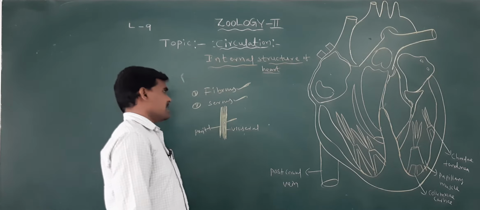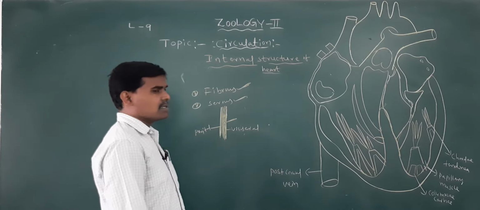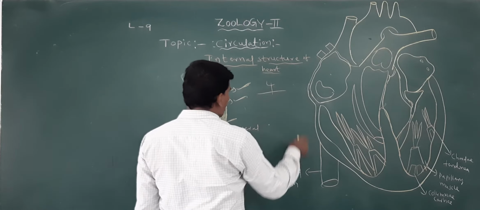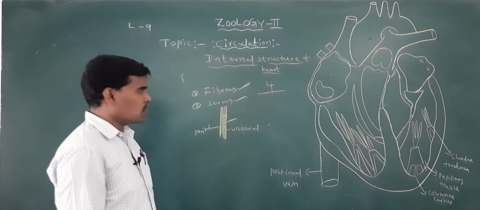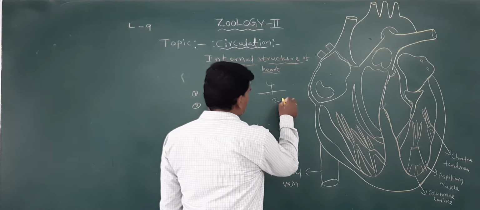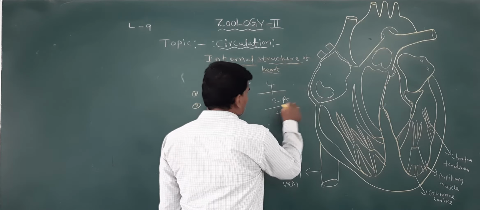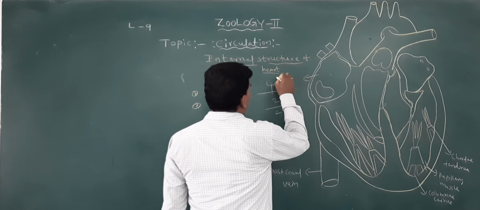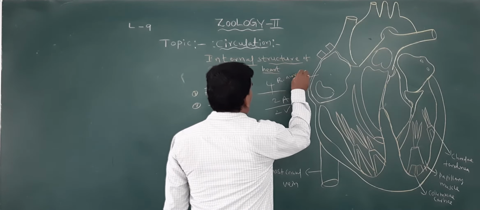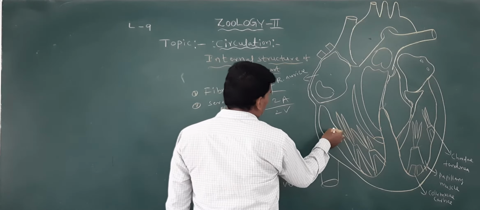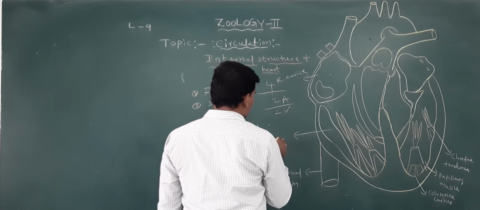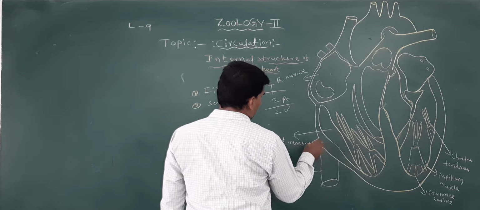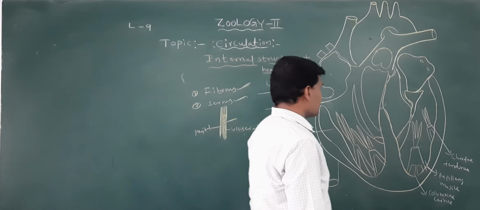In the external structure of the heart, how many chambers does the human heart have? A 4-chambered heart: 2 upper chambers, the auricles, and 2 lower chambers, the ventricles. This is the right auricle and this is the right ventricle.